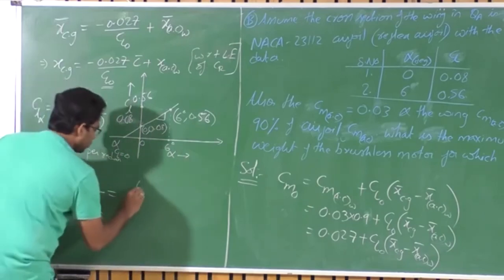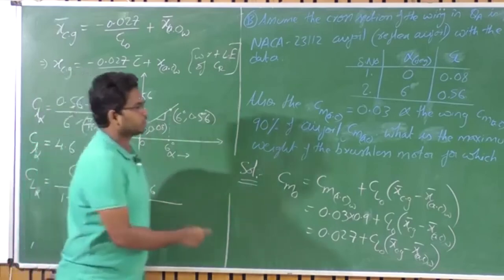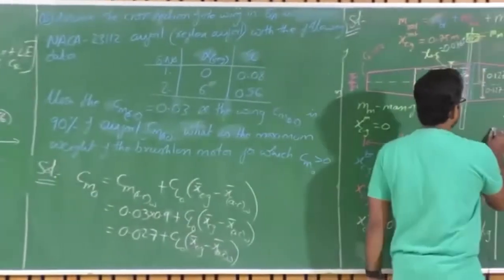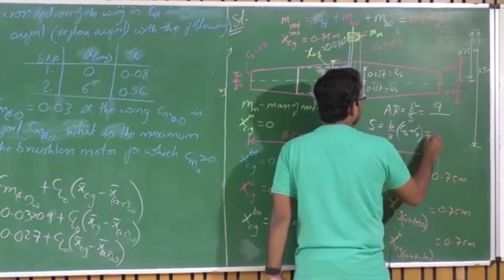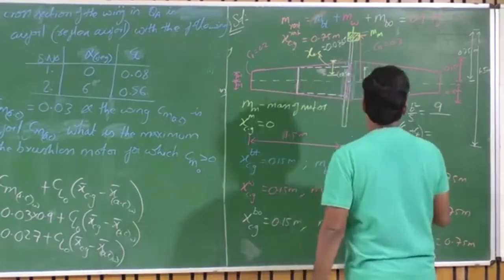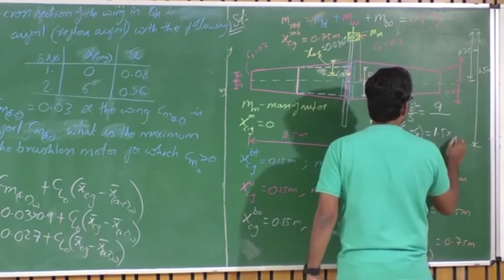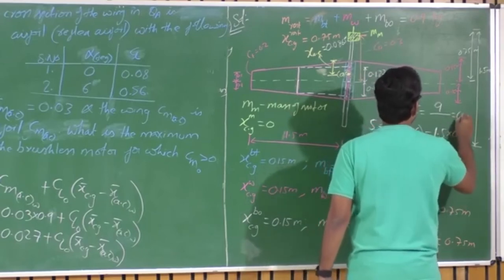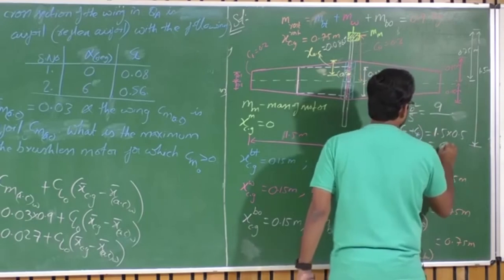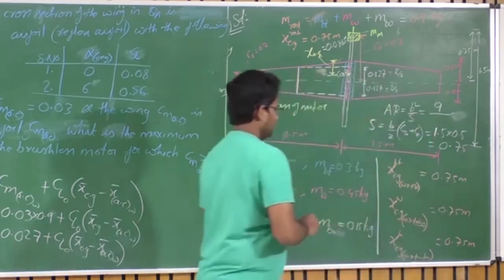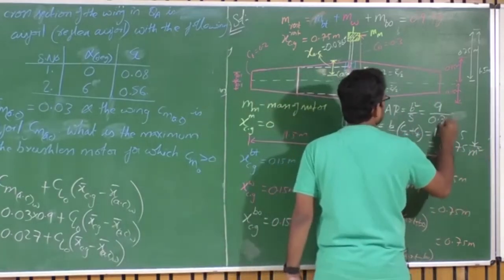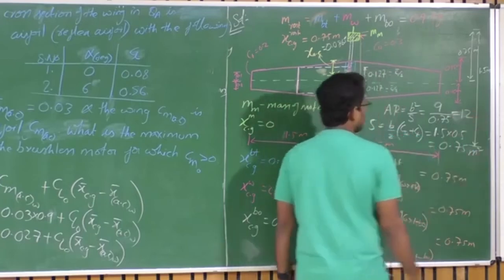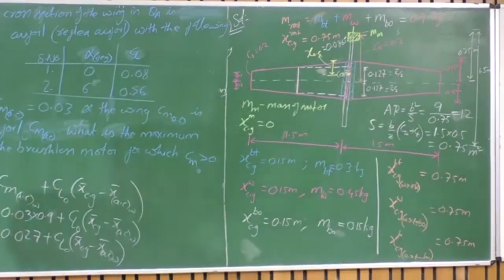Once you substitute this 4.6, we need to find out what is the aspect ratio. So b square by s. S you can find out as b by 2 upon CR plus CT, right? What is the value here? b by 2 is 3 meters upon 2, which is 1.5, times CR plus CT, which is 0.75, isn't it? S is 0.75 meter square. So the aspect ratio is 12. Okay, so 9 upon 0.75 is 12 there.